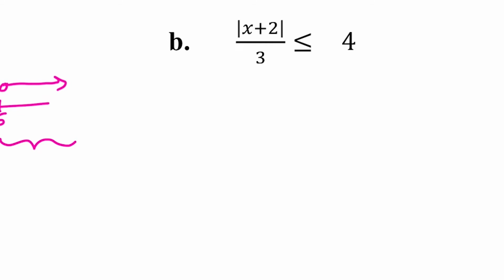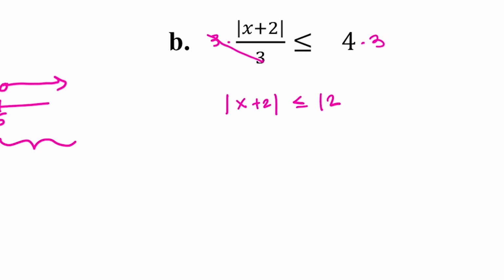On part B, we have the absolute value of x plus 2 over 3 is less than or equal to 4. So you'll notice I put an equal to on this one so you can see how it's different from part A. Now the first thing I'd want to do is get rid of the 3 that's in the denominator. The opposite of dividing by 3 is multiplying by 3. So I'll multiply by 3 on both sides to get rid of that. And so I have the absolute value of x plus 2 is less than or equal to 12.